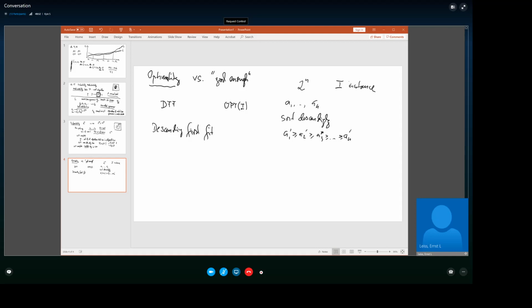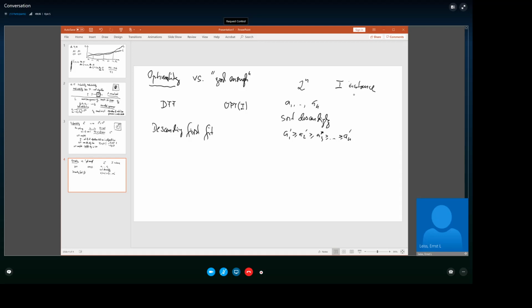So the prime basically is a permutation of the original ones, and so a1 prime is the largest of those numbers, and a2 prime is the second largest, and so on until an prime, the smallest of these n a's. And now what we're going to do is we're going to take the first of these and put it into a bin. Obviously, it has to be put into one. We haven't used any bins so far, so the first element, the a1 prime, goes into the first bin.